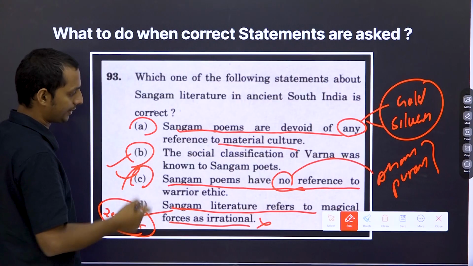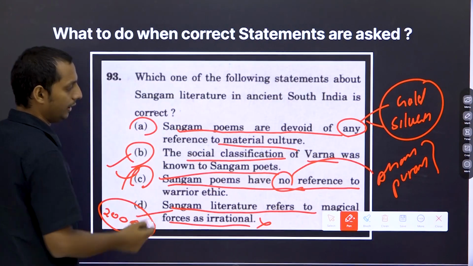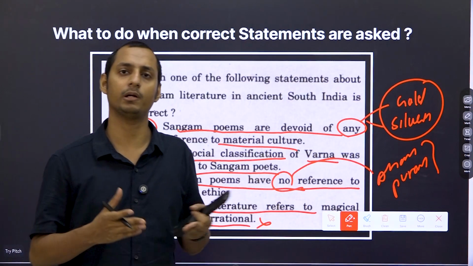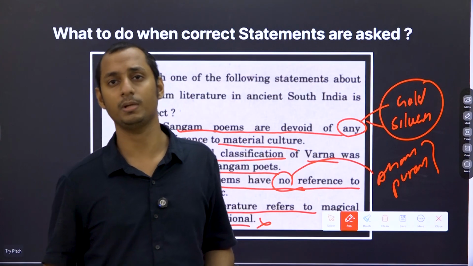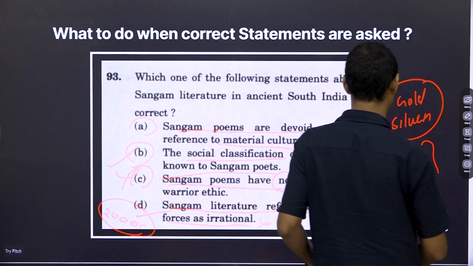Now, can you find any facts in option B? The social classification of Varnas was known to the Sangam poets. This is a very general term, right? Okay, they were known. You can never say that they had no knowledge of the Varna system. Therefore, this is a very general statement and you can take this one as correct.